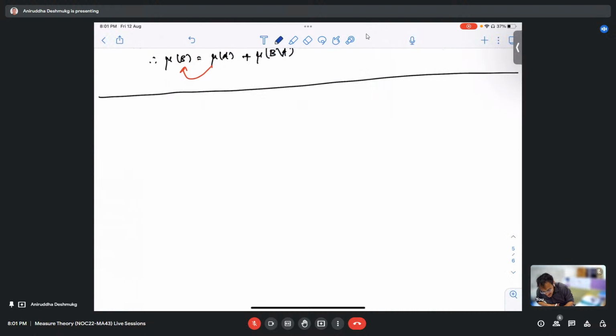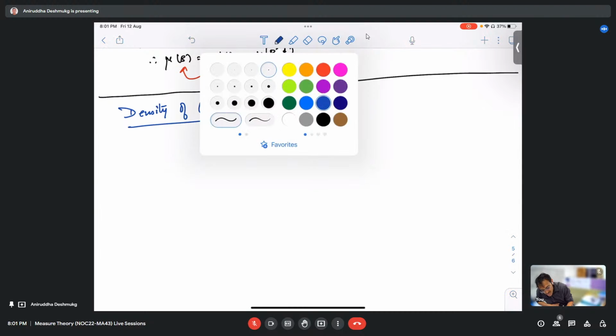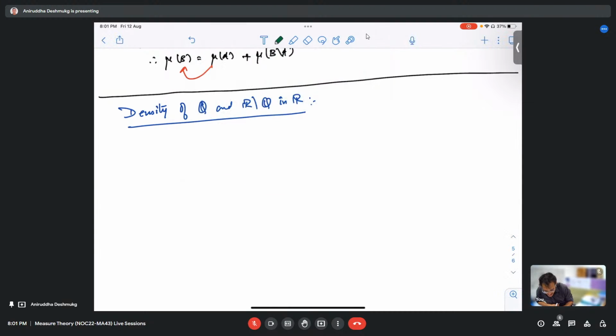So let me just write: density of rationals and irrationals in R. So how to prove this? We are going to use a very crucial fact, something called the LUB axiom. Does anyone know what is the LUB axiom? Never heard? Oh, you never heard.